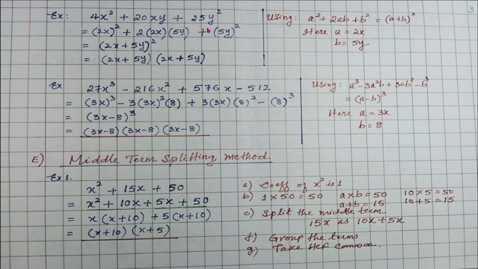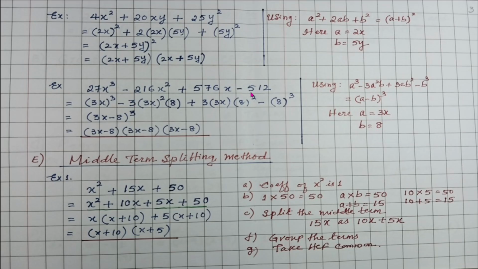Again we have expressed the given algebraic expression as the product of two algebraic expressions, and here we have used the identity a square plus 2ab plus b square is equal to (a plus b) whole raised to square. Remember that. Now one more example, 27x cube minus 216x square plus 576x minus 512.